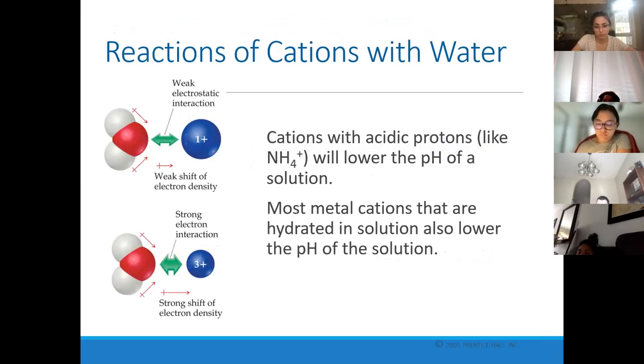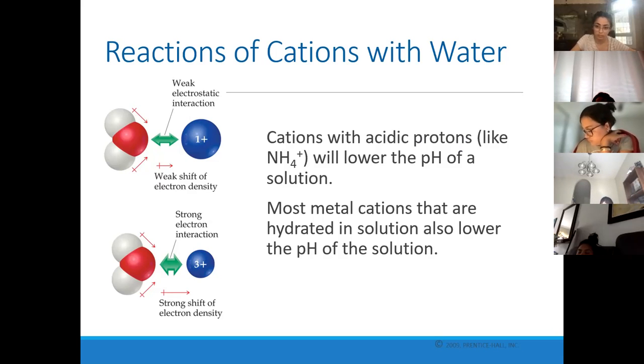If I have a metal cation, the metal cation can grab the OH away from water, leaving H+. So if I have a metal cation or NH4+, those will act to be acids. Anions react with water to grab an H, leaving OH minus.